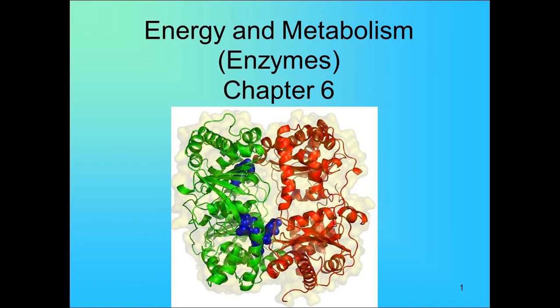This is Chapter 6, Energy and Metabolism. In this chapter, we will be focusing on enzymes. Enzymes help the cell obtain and use energy and control an organism's metabolism. Metabolism is all the reactions that occur in a living organism, the reactions within the cell and the reactions within the body as a whole.